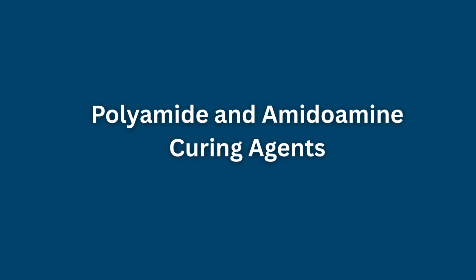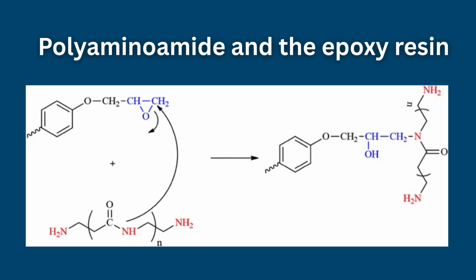Polyamide and amidoamine curing agents. Among the most commonly used curing agents for general-purpose epoxy adhesives are polyamides and amidoamines. These materials are widely used in two-component epoxy adhesives sold for construction, maintenance, and household applications. Both types of curing agents are derived from reactions between aliphatic amines and fatty acids. They offer several practical advantages compared with other curing systems.